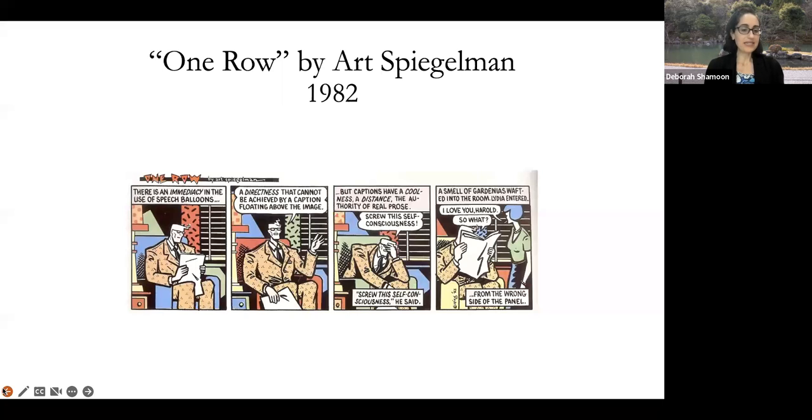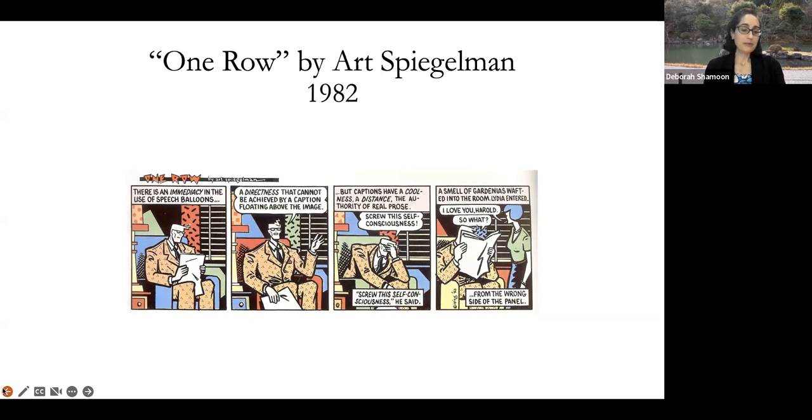So here we see another playful exploration of comics form and expression by Art Spiegelman, the creator of Maus. He's reflecting here on the difference between text boxes and speech balloons. Speech balloons are the comics equivalent of dialogue or direct quotation, while text boxes are somewhat similar to authoritative, detached, omniscient narration in literature or voiceover narration in film.